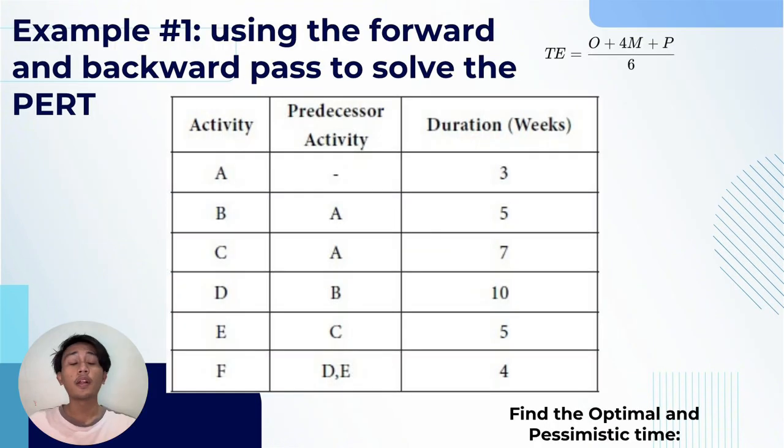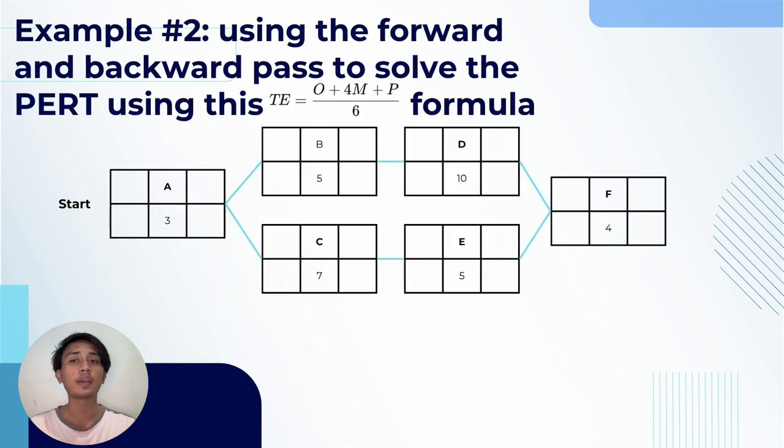Following from the last example, I'm here to show you the next example, which is a table that is missing the optimistic time and the pessimistic time, and is only given the duration in weeks, which is the actual time. So here, I'm going to show you how to solve the optimistic and the pessimistic time. On the next page, we can see that there are tables, similar to the forward and backward pass.